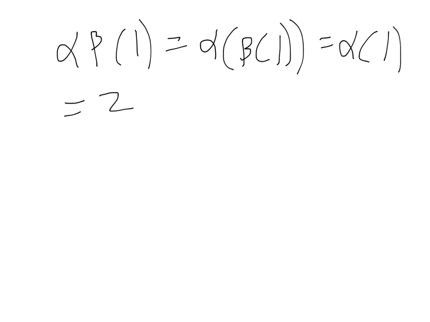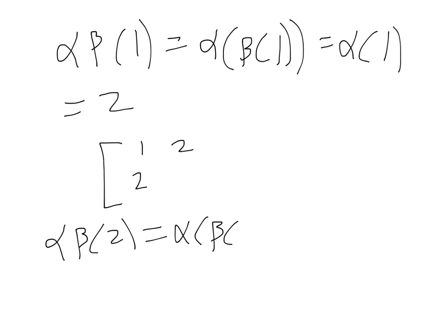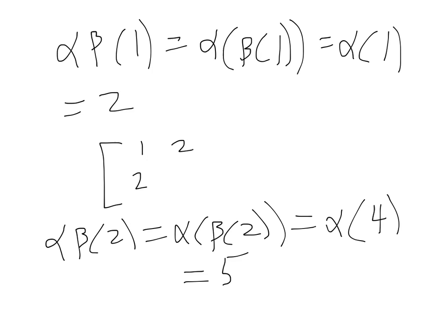So this means that when we come up with the block form for alpha beta, beneath 1, I should have 2. Now what should I have beneath 2 and 3 and so on? Well, I could continue this process. To find out what should go below 2, I could do alpha beta of 2, which is alpha of beta of 2, which is alpha of, well, looking back, beta of 2 is 4, and alpha of 4 was 5, so I guess 2 should be going to 5.